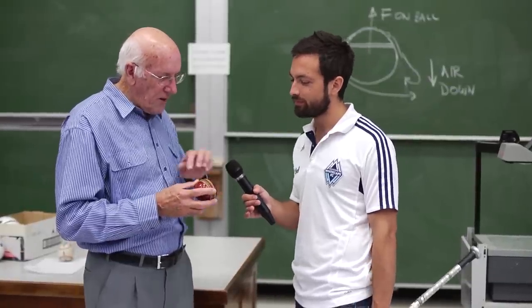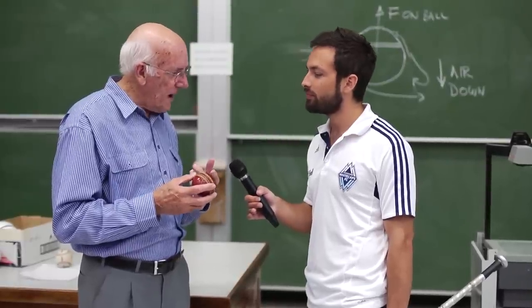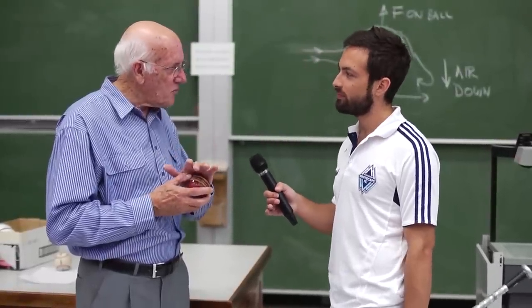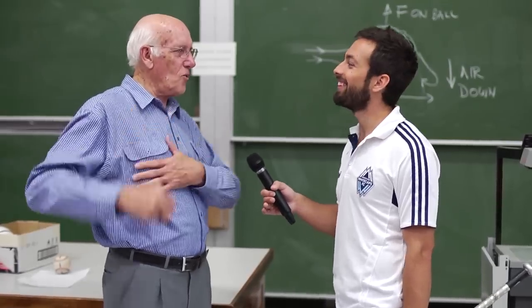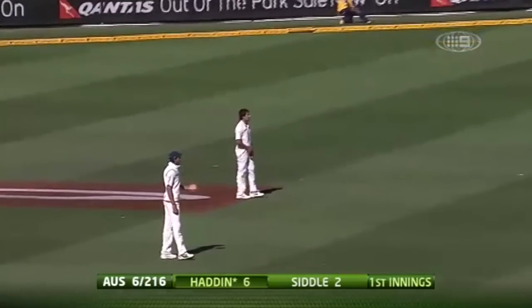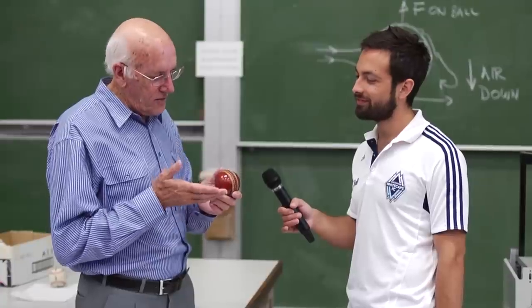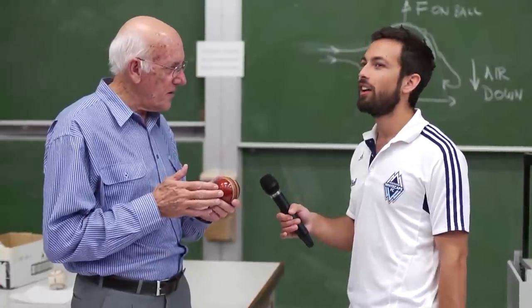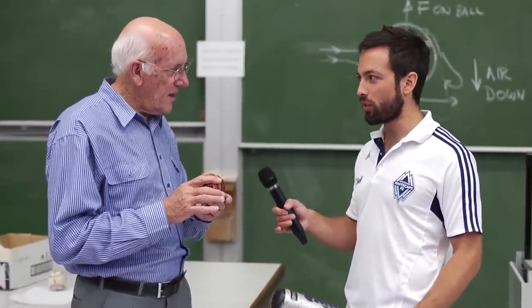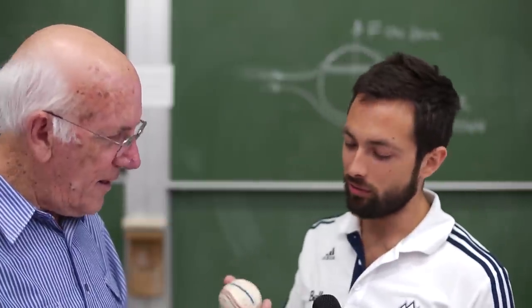Or you can have a rough and a smooth side, because as time goes on during the game, one side gets rougher than the other. The players maintain the smooth side by polishing it, as if they're scratching themselves. Right. And then you don't really need the seam to have that effect, because the effect is just a rough side and a smooth side. So a ball will always swing towards the rough side, then? It does. But how does someone swing a baseball, then?